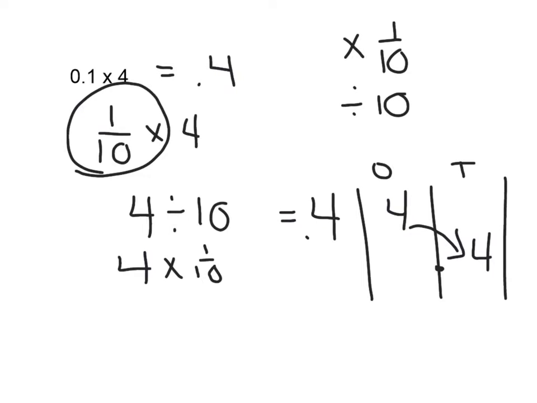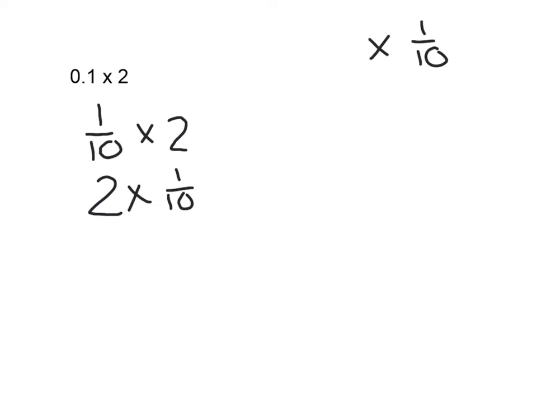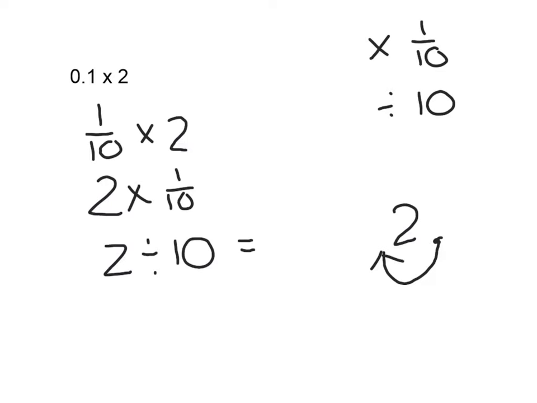Let's try another one. What if we have 1/10 times 2? 1/10 times 2, we know that's the same as 2 times 1/10. And we now know that multiplying by 1/10 is the same thing as dividing by 10. So 2 times 1/10, or 2 divided by 10. Let's do this a different way. We know that our imaginary decimal is right there. And when we divide by 10, we move our decimal back one spot in our number, and we get 2/10. So 1/10 times 2 is 2/10.